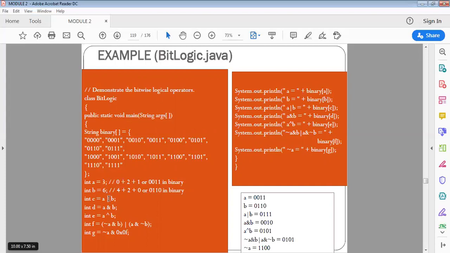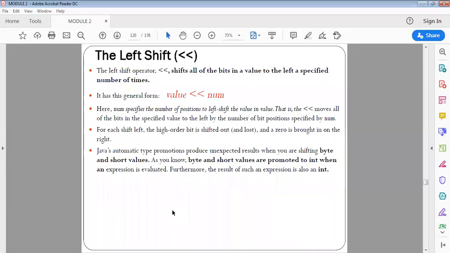C is equal to A or B. So you will get 0 1 1 1 for C. The D value will be 0 0 1 0, and the E value, A XOR B, will be 0 1 0 1. Similarly, you do the rest and see the output that you get. Next I will move to the left shift operator.